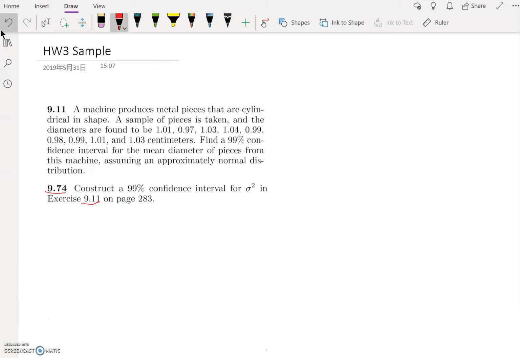A machine produces metal pieces that are cylindrical in shape, and a sample of pieces is taken and the diameters are found to be those numbers. Find a 99% confidence interval for the mean diameter of the pieces from this machine. So in this problem, we want to find the confidence interval for mu, but we do not know sigma square. We are only given some samples.